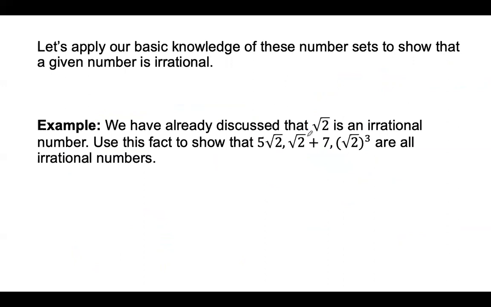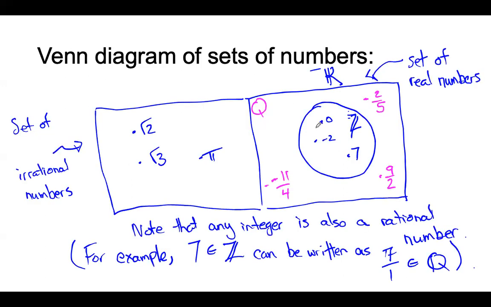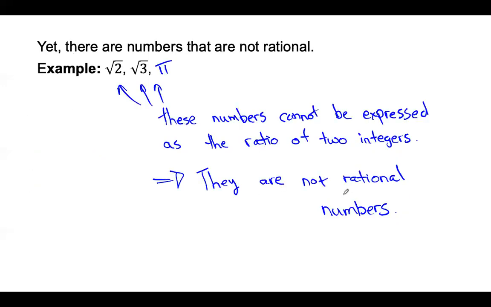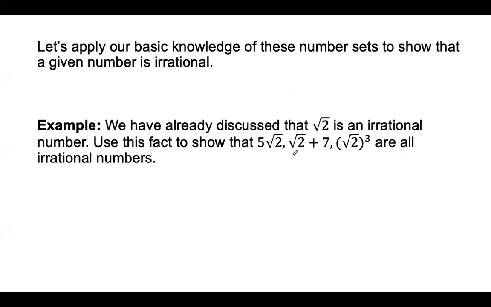So let's apply our basic knowledge of these number sets to show that a given number is irrational. We already sort of discussed that the square root of 2 is an irrational number. Because you can't really express the square root of 2 as the ratio of two integers. So we know for a fact that it's an irrational number.